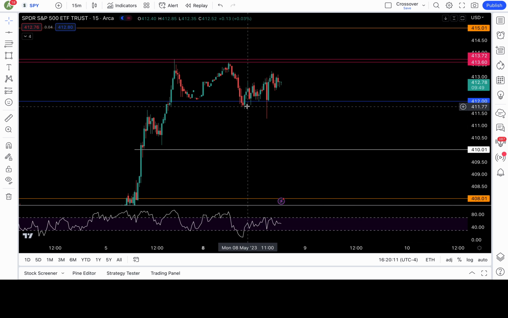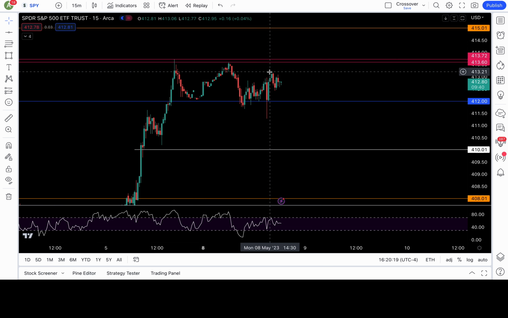I saw a double top, and then we broke down 412. I entered short, and it played me, but I cut my loss, guys. That's the most important thing. And then I switched to long, you know, a little scalping to the upside. But overall, it was not a very tradable day.